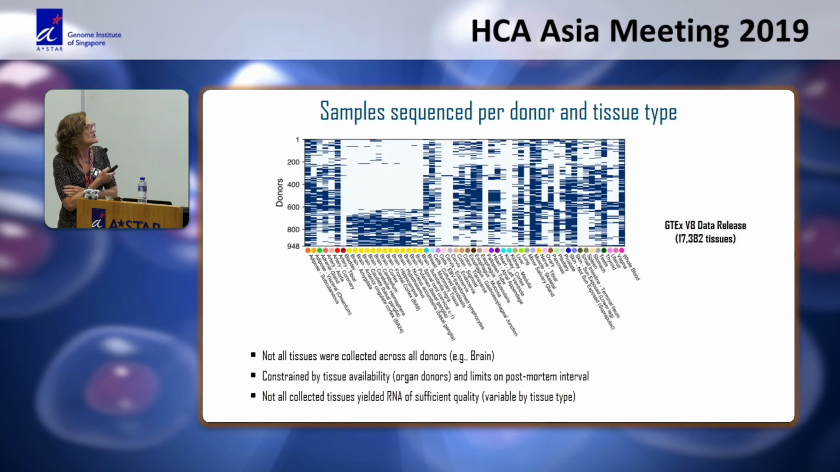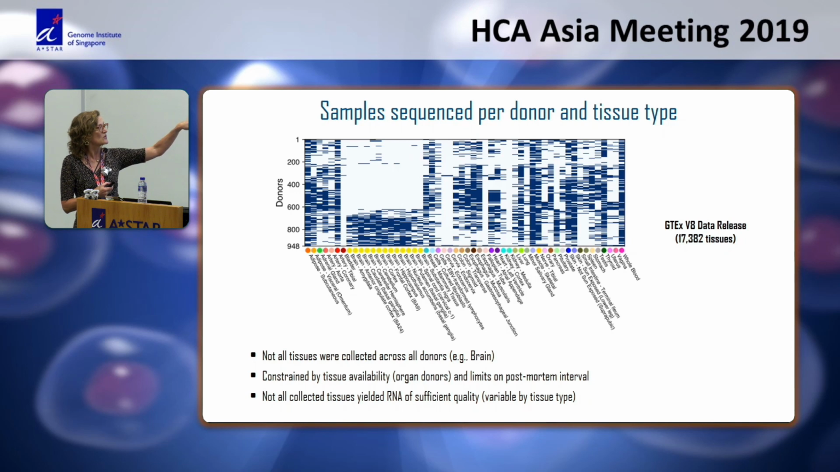So this then is the GTEx V8 data release. It represents 17,382 different tissues across just shy of 900 donors. You can see that we don't have every tissue. This is just a little plot across the tissues with the donors on the y-axis. We don't have every tissue represented for every donor, and that's for multiple reasons.